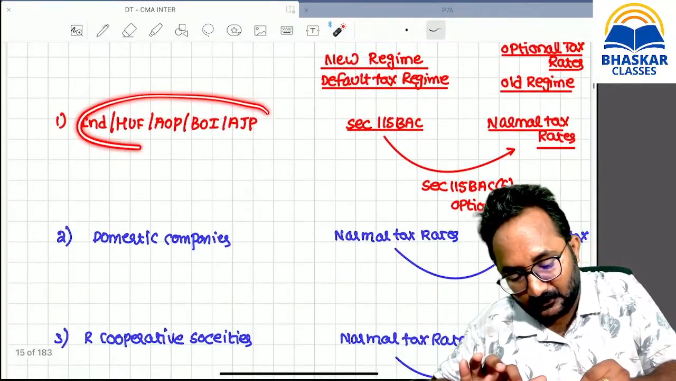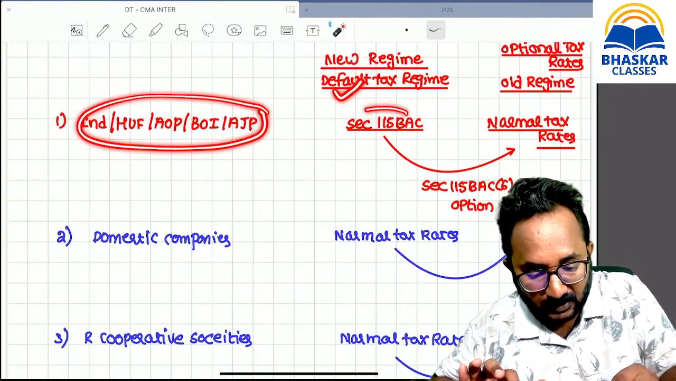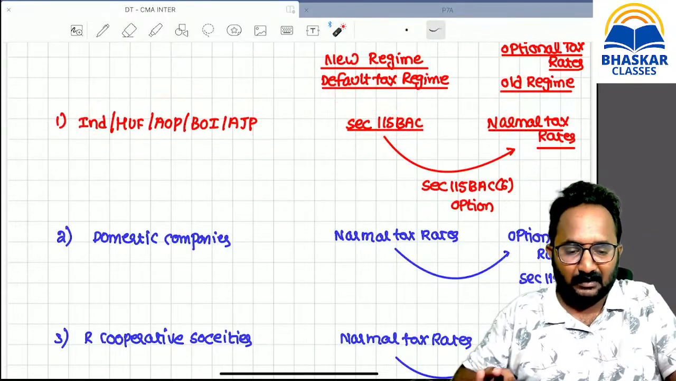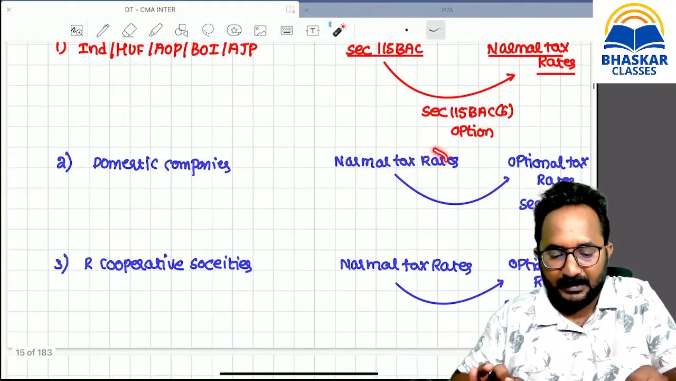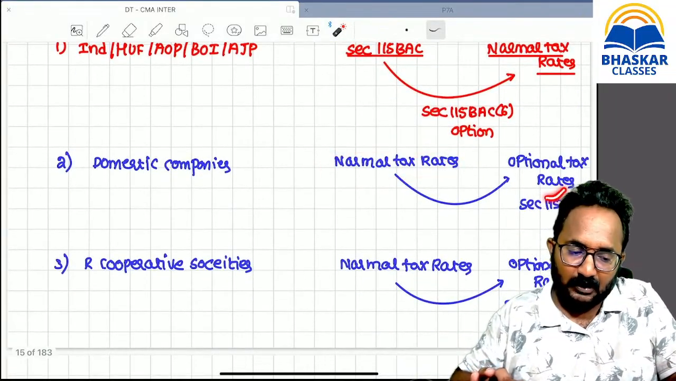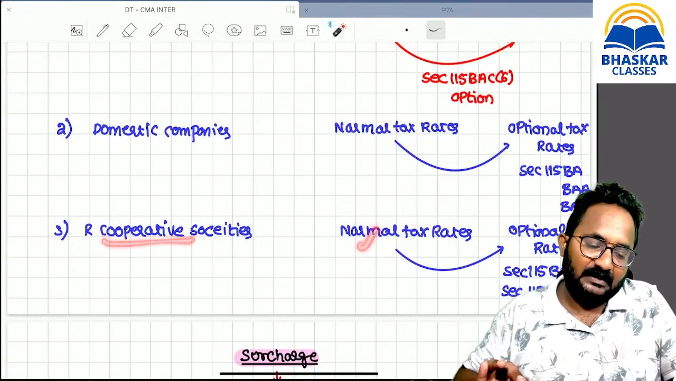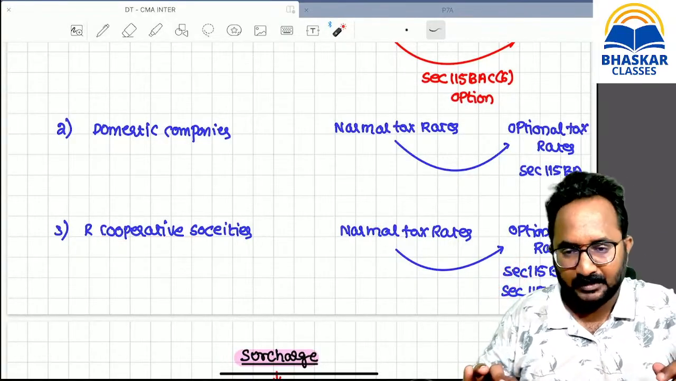Individual, HUF, AOP, BOI, AJP: the default one is section 115BAC, optional is the normal rate. Yes, the old tax rates are the normal tax rates. For domestic companies, the default one is the normal tax rate, and the optional ones are 115BA, BAB, BAA. Next, resident cooperative societies: normal tax rate, and the optional tax rates will be BAD, BAE.